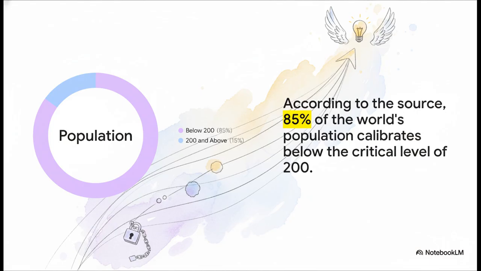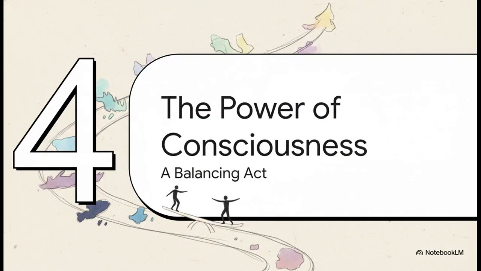Okay, so get ready for a pretty startling statistic from the research behind this map. It claims that for most of history, about 85% of the entire world's population has calibrated below that critical level of 200. I mean, just look at that. It really visualizes the huge scale of negativity and force-based thinking in the world. So, if that's true, it raises a really big question, right? If the world is so full of negativity, how have we even made it this far? Why hasn't everything just collapsed under all that weight?